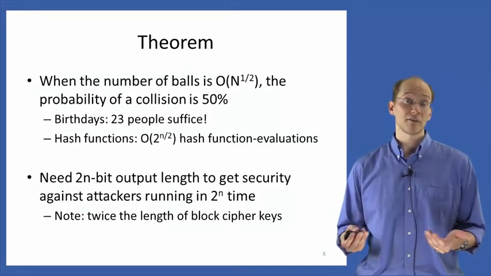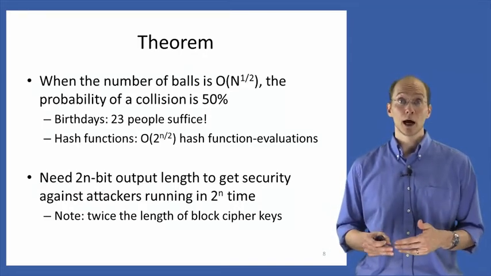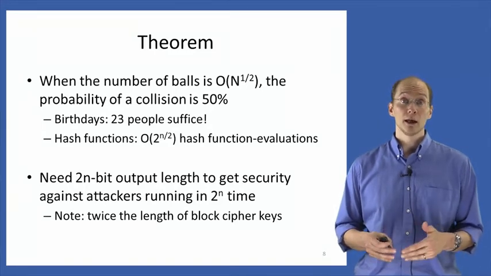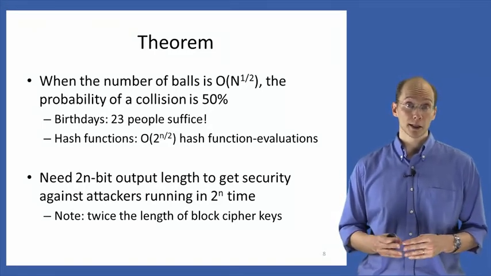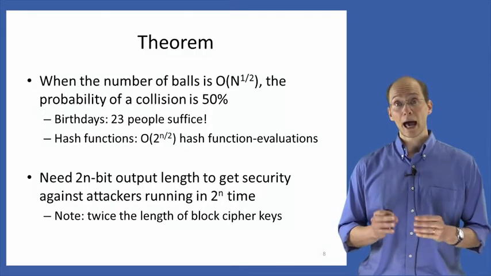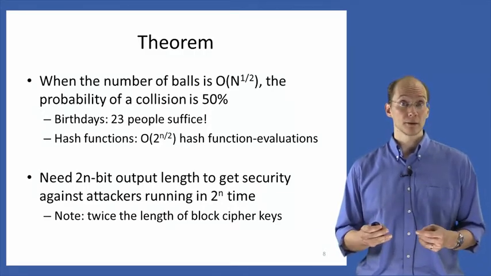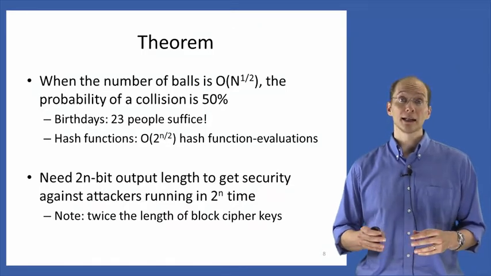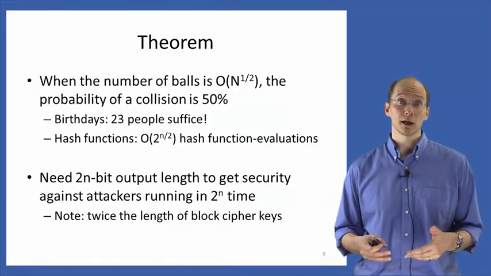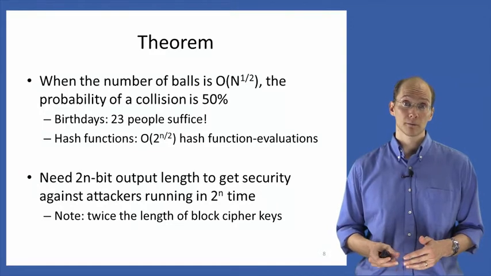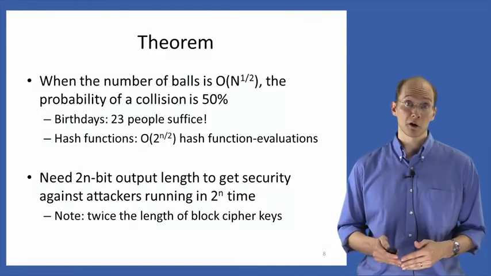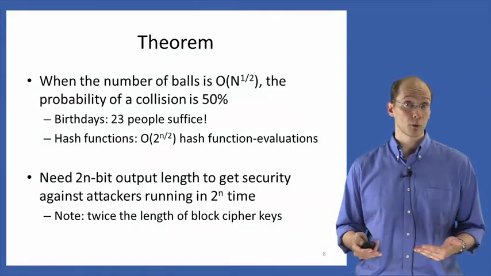So that means that if we have an 80-bit block cipher key, we get about 2 to the 80 security if the block cipher is optimally secure. On the other hand, for a hash function, we need the output length of the hash function to be twice that, or 160 bits. And only then do we have a hope of getting security against 2 to the 80 time attackers. Of course, if there's a weakness in the hash function, then it won't be as secure as we would like it to be.